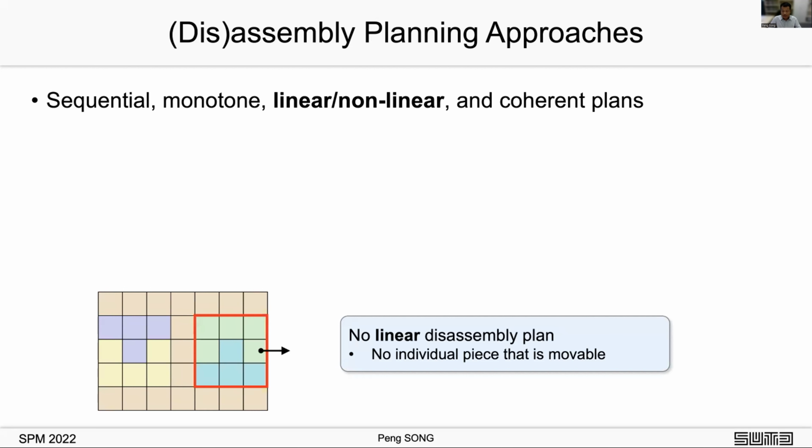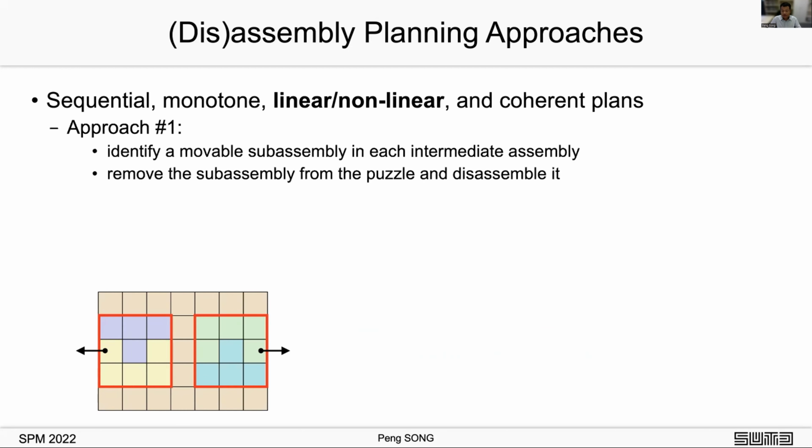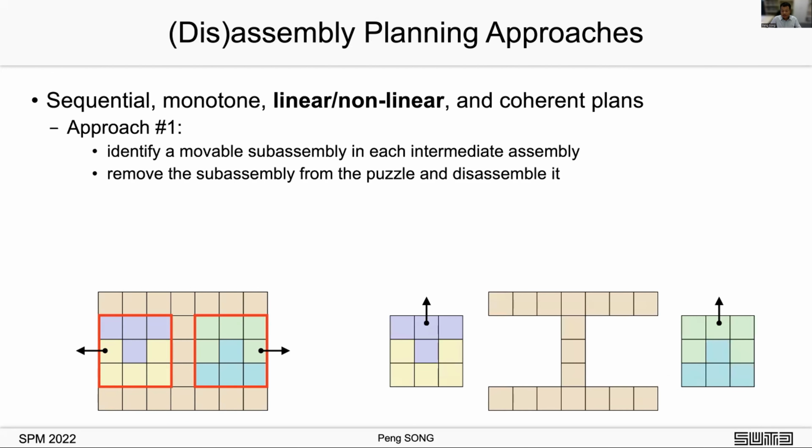The sub-assembly with green and cyan pieces can move to the right, and the sub-assembly with blue and yellow pieces can move to the left. Hence, we can identify a movable sub-assembly in the puzzle, and then remove the sub-assembly from the puzzle and disassemble it. We iterate this process until there is only one piece remaining in the puzzle.